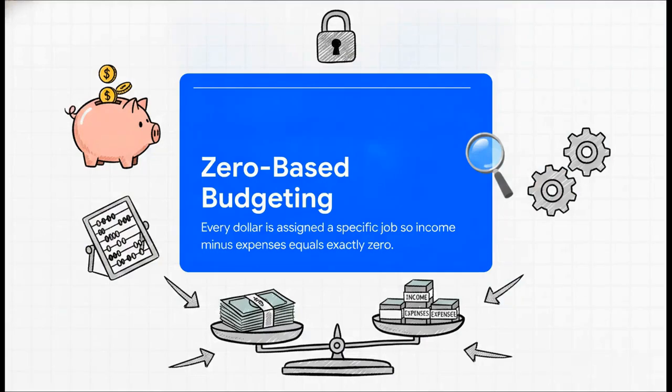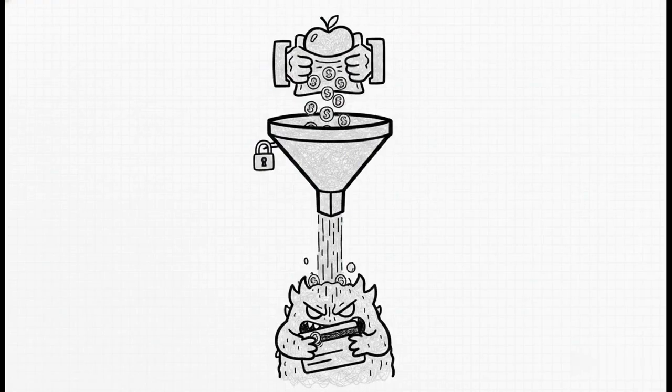Zero-based budgeting forces total accountability. Under this strict regimen, every single dollar of our remaining 36% margin is assigned a specific job before the month even begins. Income minus planned expenses must equal exactly zero. This effectively shuts down vague, miscellaneous spending and ensures that impulse purchases have absolutely nowhere to hide. Let's look at this optimization protocol in action.